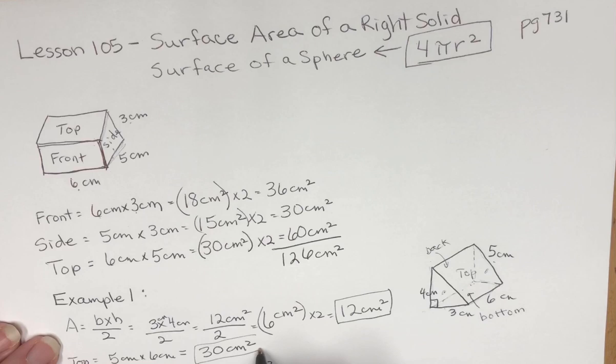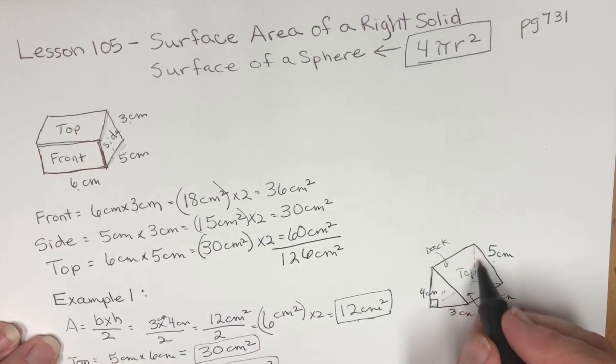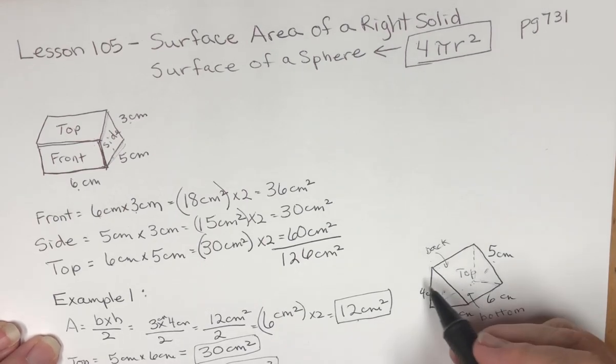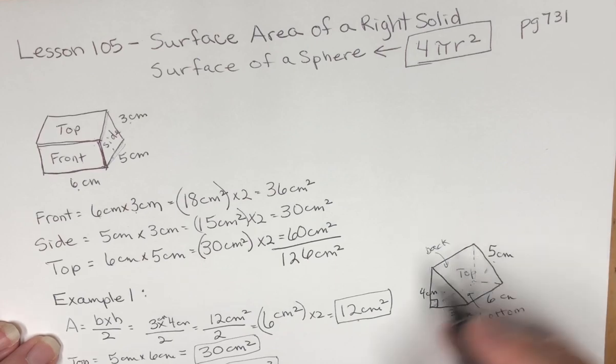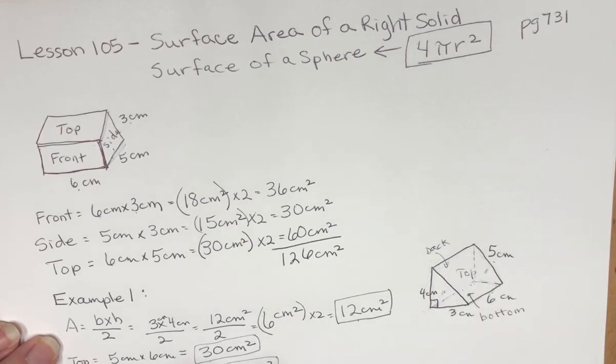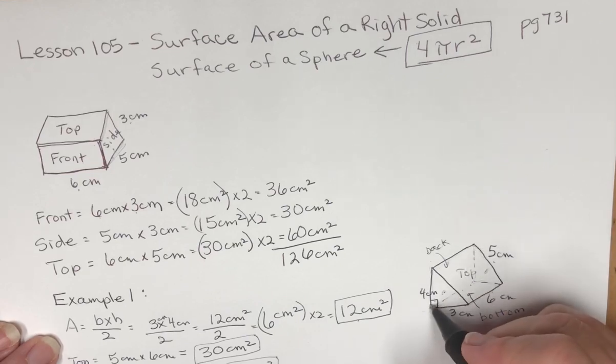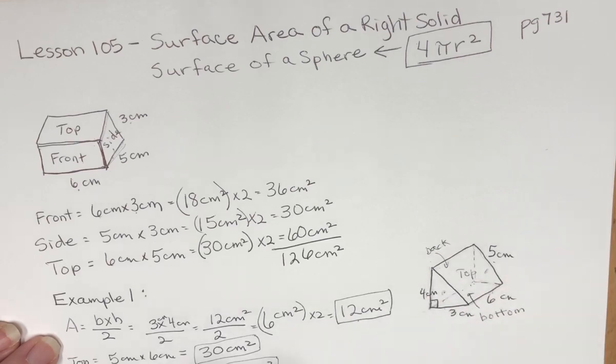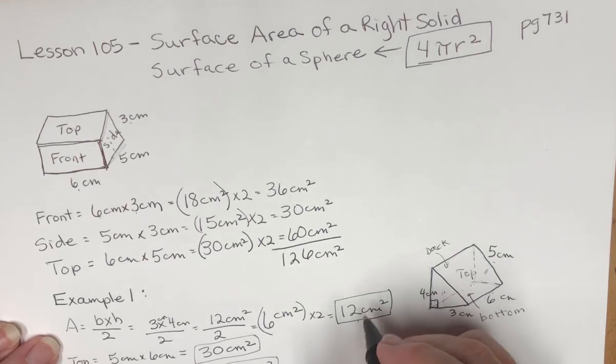So here's the top. Here's the two triangles. Here's the bottom. And now I'm going to do the back of it. So I'm labeling the back. The back going across is the same here. So it's 6 centimeters times, okay, the dimension of the back is going to be this dimension right here, matching the triangle. So that's going to be 4 centimeters. 6 times 4 is 24 centimeters squared. And there I have my 1, 2, 3, 4, 5.